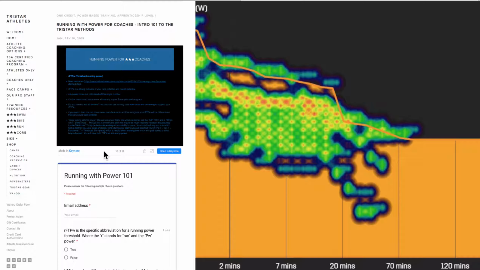So our power zones are calculated off of this single number. So we do need it to be accurate, and we do need to test for it. It is the metric we use to calculate intensity in all the plans for TriStar. So that's another reason to make it accurate and use it. And do we need to test all the time? No. You can use running data from races and or training to support our FTPW.